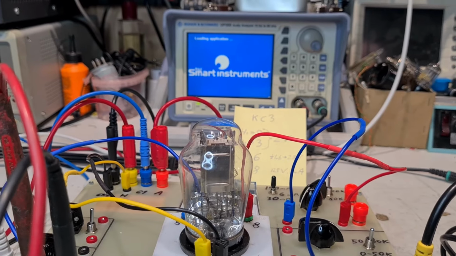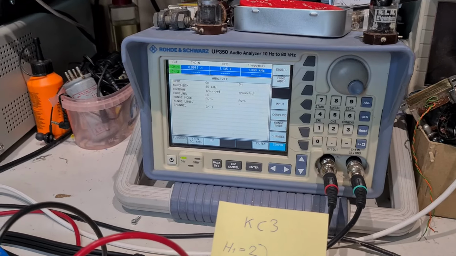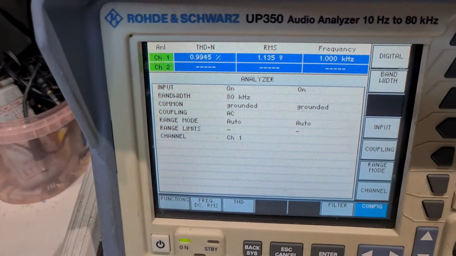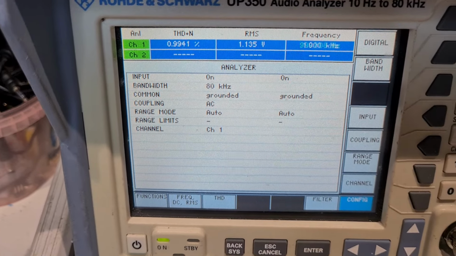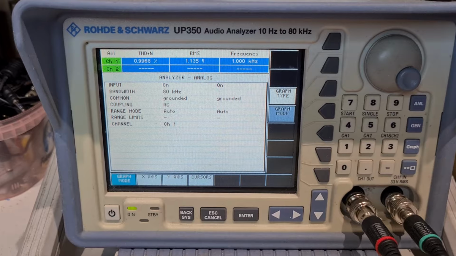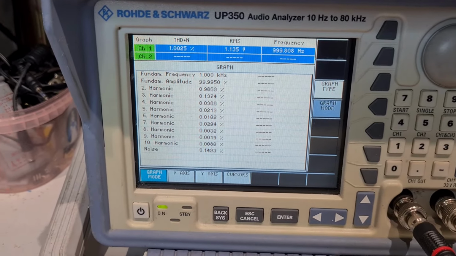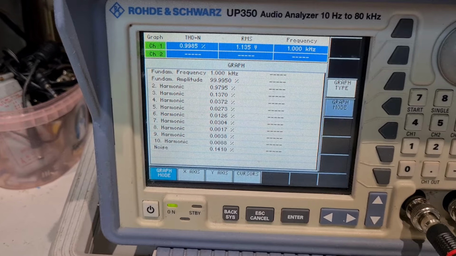I connect the audio analyzer. It says 1% THD plus N and a gain of 23 times. Most of the distortion is second harmonic. I select music with the switches.